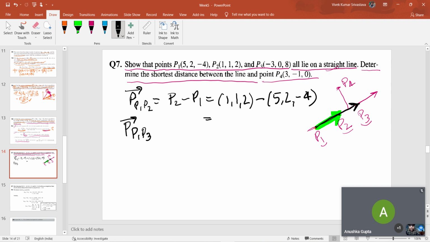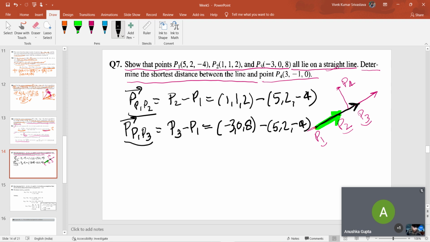So that's how you can find the other vector, which is given as p3 minus p1. So this will be equal to minus 3 comma 0 comma 8 minus 5 comma 2 comma minus 4. So that's how you can find these two vectors which I've shown here.